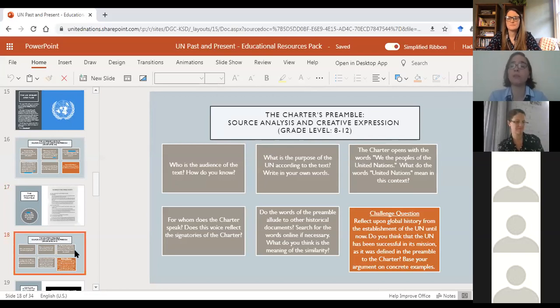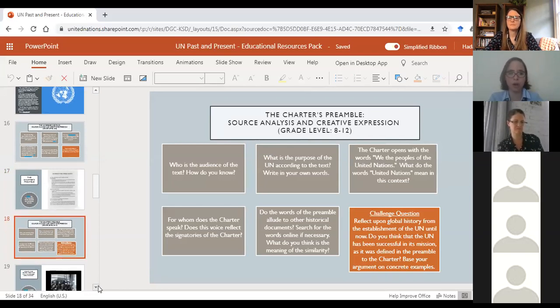Also, you can have them write their own preamble with their own vision, or even challenge them to think about what part of the UN charter has been fulfilled and what's still yet to be fulfilled. So we can encourage critical thinking about the role of the UN throughout history.